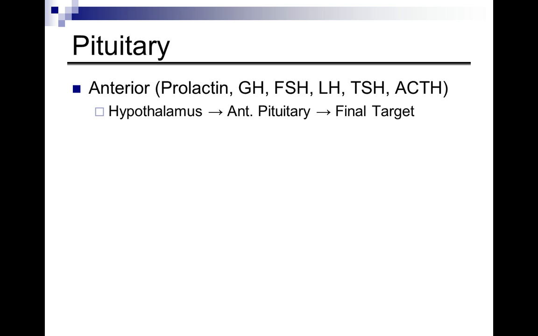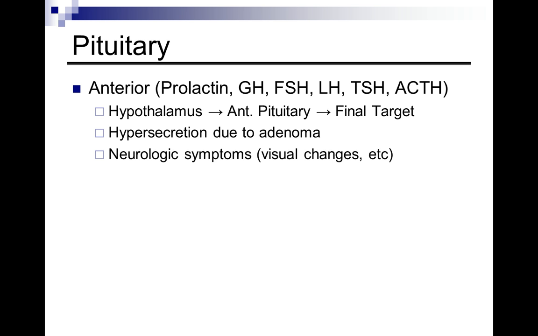These are all secreted in response to a signal from the hypothalamus, which comes to the anterior pituitary. The pituitary secretes these hormones and they go to their final target. And patients can have hypersecretion of any of these hormones due to a pituitary adenoma, although I should remind you that some pituitary adenomas are non-secreting. And in those cases, patients may present not with endocrine symptoms, but with neurologic symptoms, so headache or visual changes due to the proximity of the pituitary gland to the optic nerve.